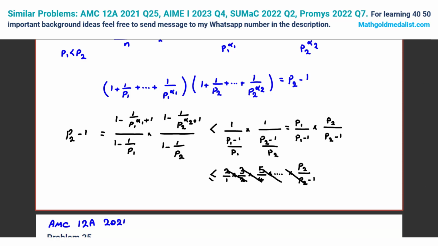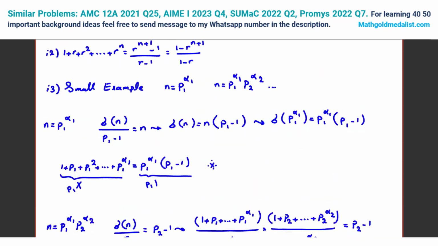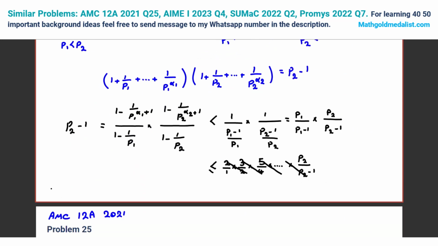So we can call it telescoping product, idea 4. Idea 4, telescoping rule or telescoping product. Also we have telescoping sum. So it is less than or equal to P2.